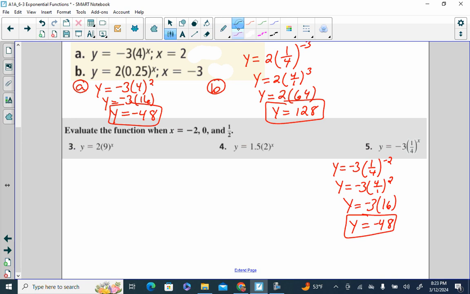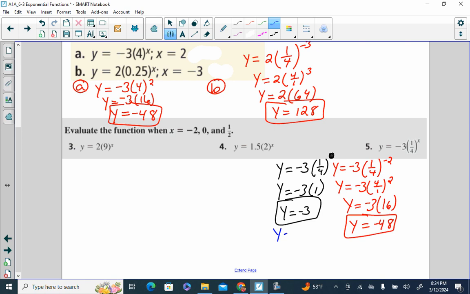We want to take that same problem and evaluate it for x is equal to 0. So that's going to be y is equal to negative 3 times 1 over 4 to the power of 0. Anything to the power of 0 is equal to 1. So y is going to be equal to negative 3 times 1. So y is going to be equal to negative 3 when we evaluate that for x is equal to 0. And then we want to evaluate that for x is equal to 1 half.